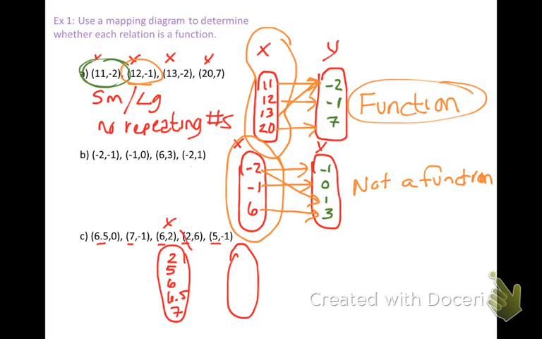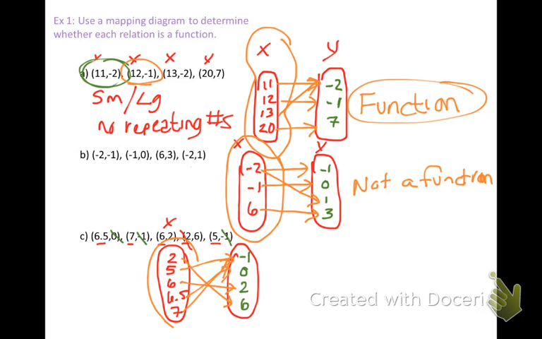I'm going to make that a green number 2 again. I have negative 1. And then I have another negative 1. Don't need to rewrite it again. 0. A 2 and a 6. Now I'm going to put my lines. 2 goes to 6. 5 goes to negative 1. 6 goes to 2. 6.5 goes to 0. And 7 goes to negative 1.